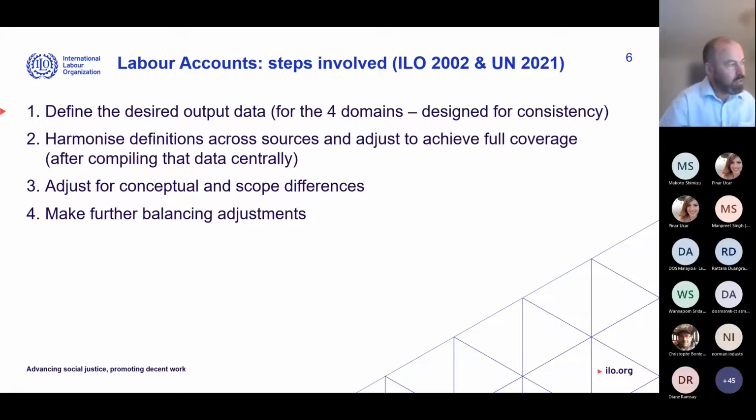Then there's a third step, which is adjusting for those conceptual and scope differences, and a fourth step, which is really at the analytical phase, and I'm sure Manpreet will talk more about this, where you do other balancing adjustments to really create a full account, much like is often done in national accounts, right? There are some sort of balancing adjustments done to make the framework consistent.